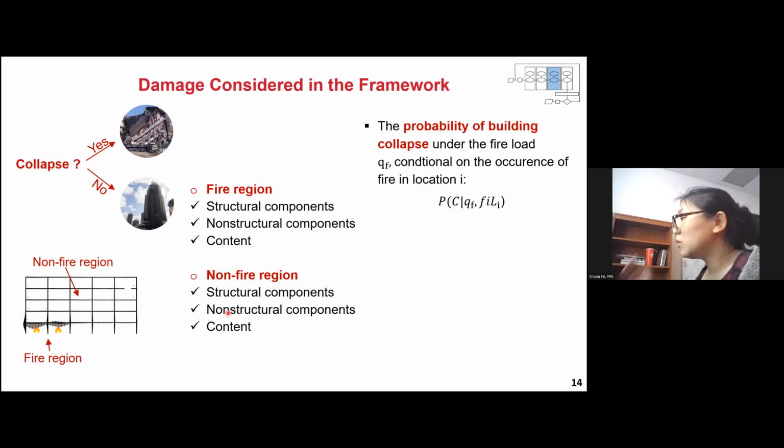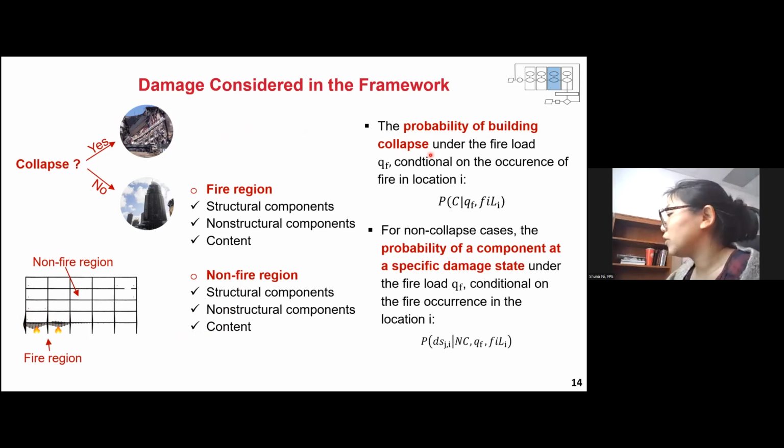In the damage analysis, as I have mentioned, it is mainly to analyze whether the building collapses, and we want to find the probability of building collapse. And for the non-collapse scenarios, we need to identify the probability of a component being at a specific damage state. This part involves a lot of calculation. You need to define the fragility function and calculate the probability. Defining the fragility function for fire damage is different from earthquake. For earthquakes, there is a lot of test data, and you can define the fragility functions based on those test data for different types of structural components.